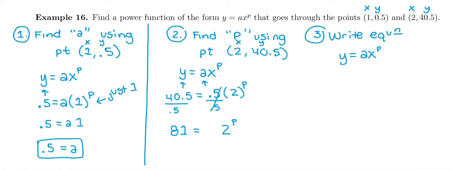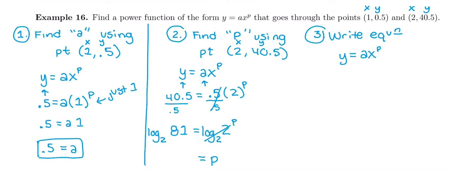Now to solve for the power, we're going to use logs. If this was 4 to the p, I'd use log base 4. If this was 7 to the p, I'd use log base 7. Here, because the base is 2, I'm going to use log base 2, and base 2 will cancel. So p is going to be log base 2 of 81, and I can grab my calculator if I need to and see what log base 2 of 81 is.